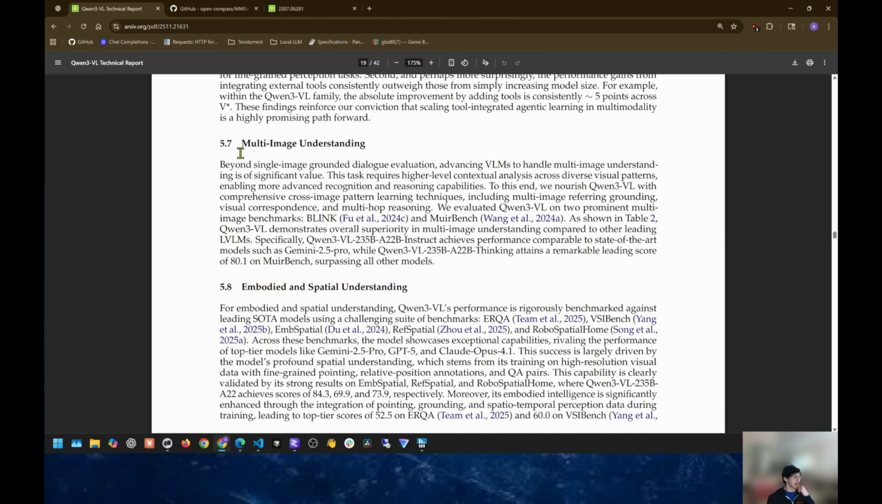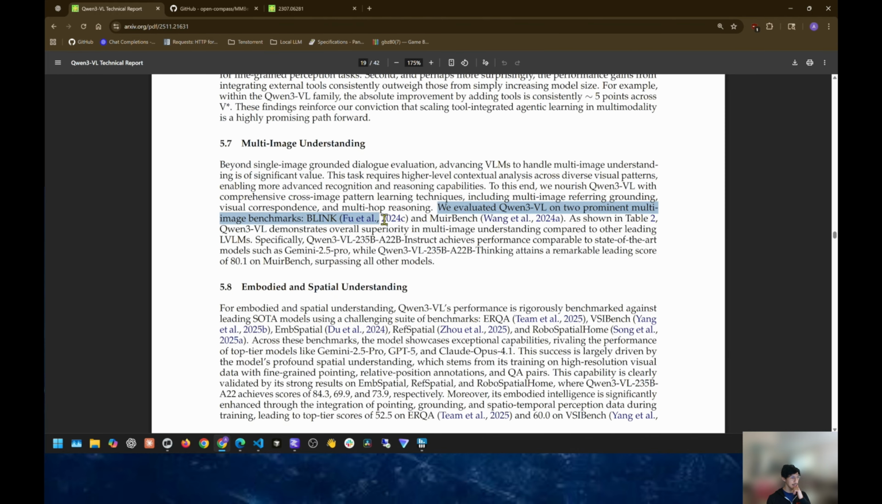Multi-image understanding. Beyond single-image grounded dialogue evaluation, advancing VLMs to handle multi-image understanding is of significant value. This task requires higher-level contextual analysis across diverse visual patterns, enabling more advanced recognition and reasoning capabilities. To this end, we nourish Qwen3 VL with comprehensive cross-image pattern learning techniques, including multi-image referring grounding, visual correspondence, and multi-hop reasoning. We evaluated Qwen3 VL on two prominent multi-image benchmarks, BLINK and MuirBench.